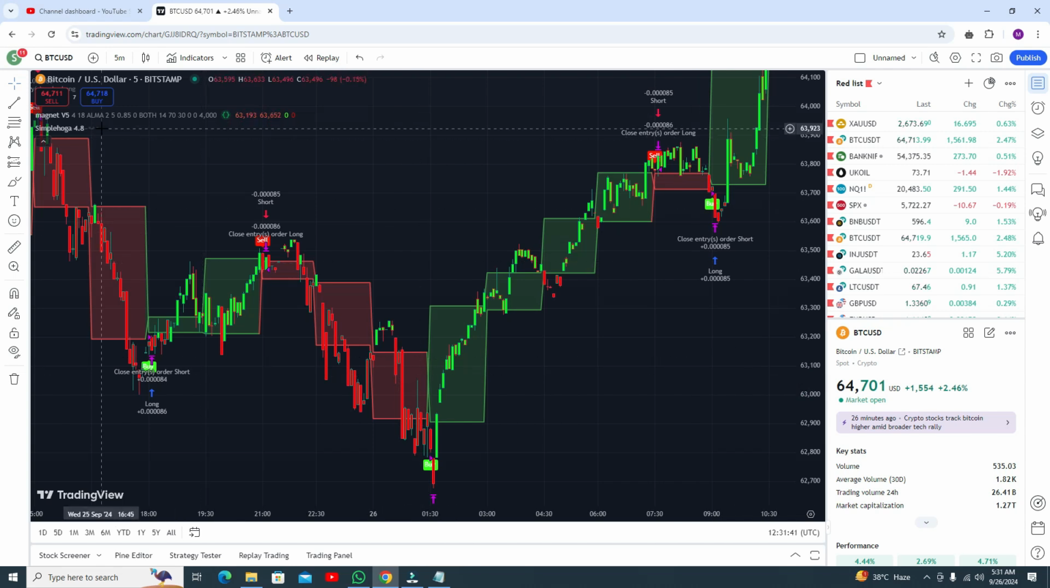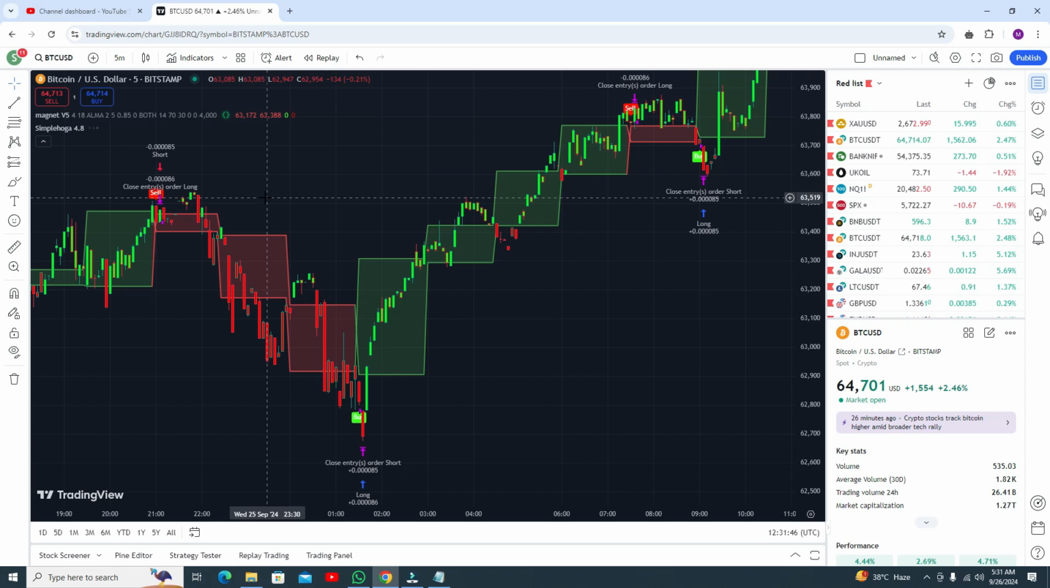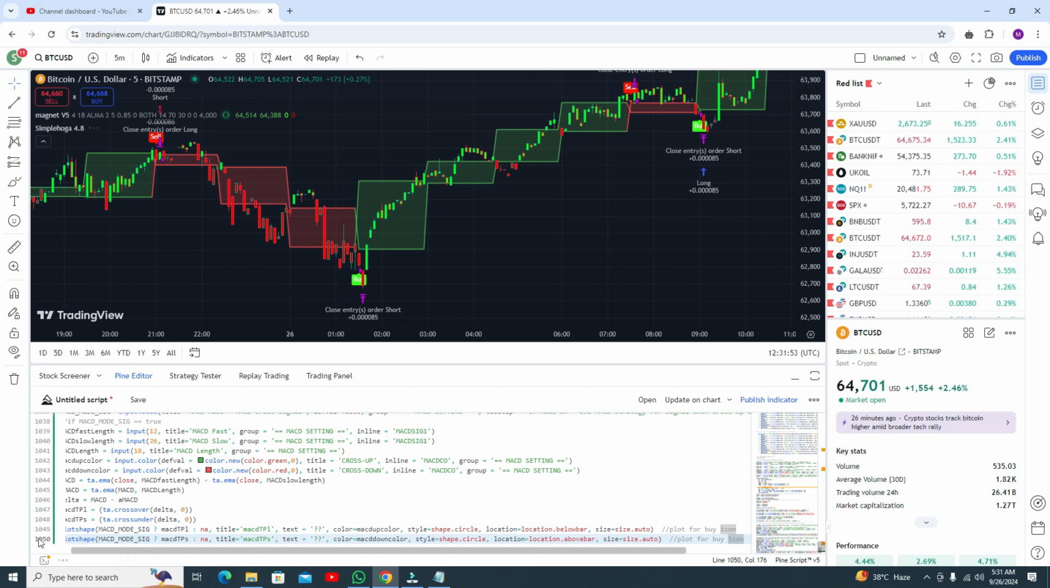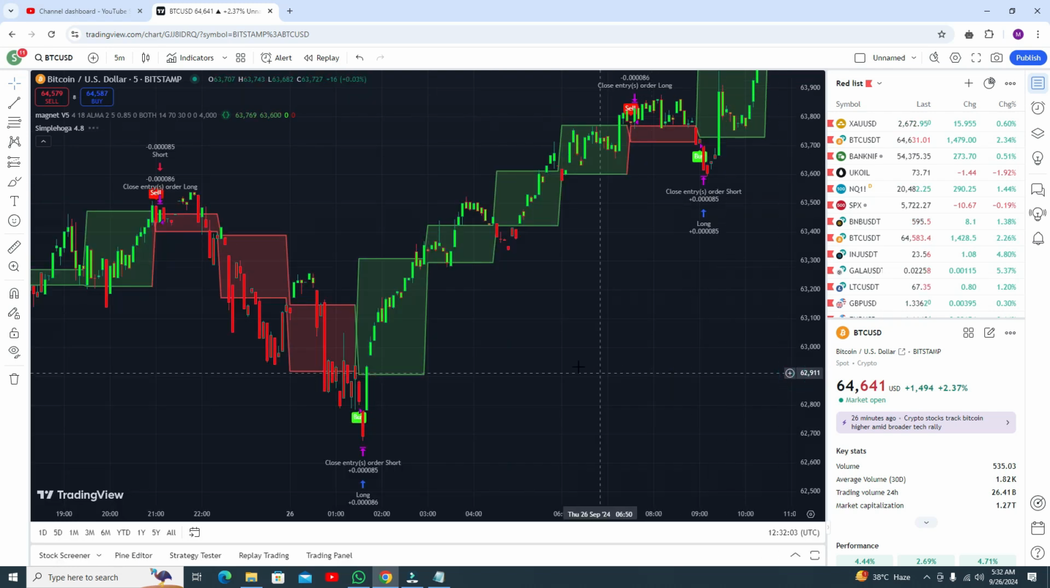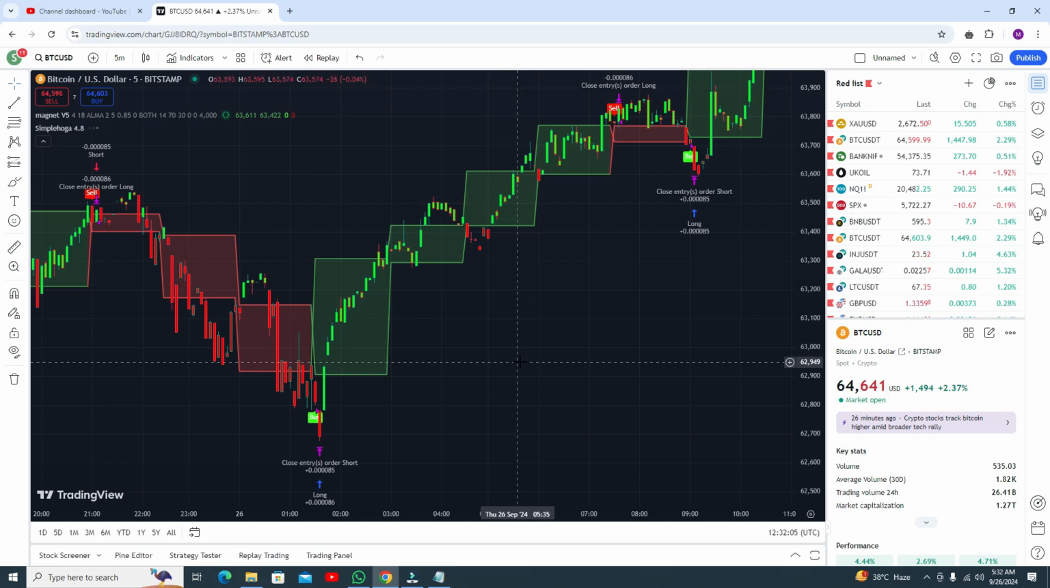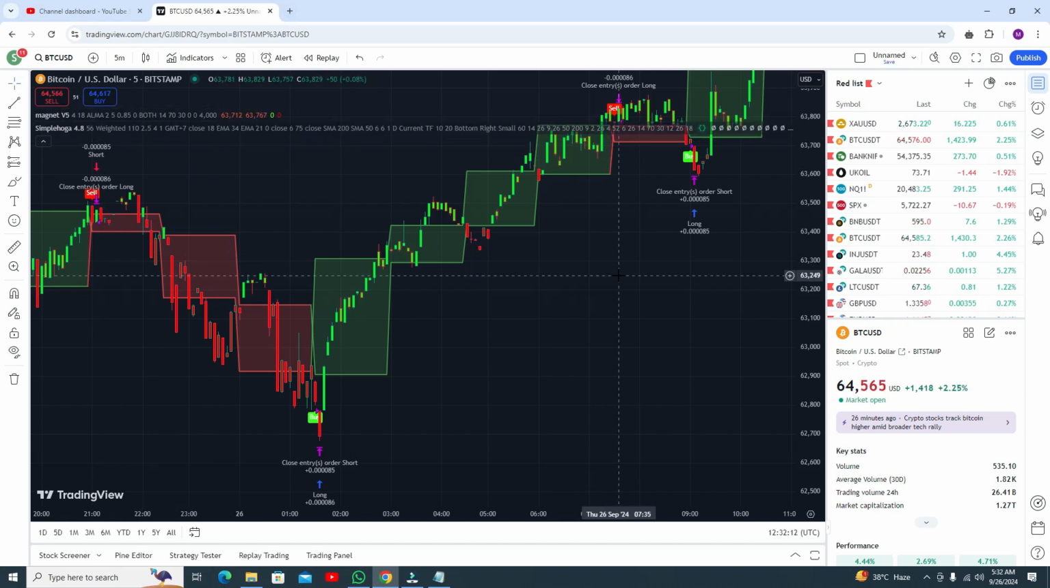After adding it to the chart, the indicator will look like this. It's still loading, and it will be compiling because of the 1050 lines of this indicator, so that's why it's taking a little time. Do not worry, it will be fine in a few seconds. Okay, now I think it's done.